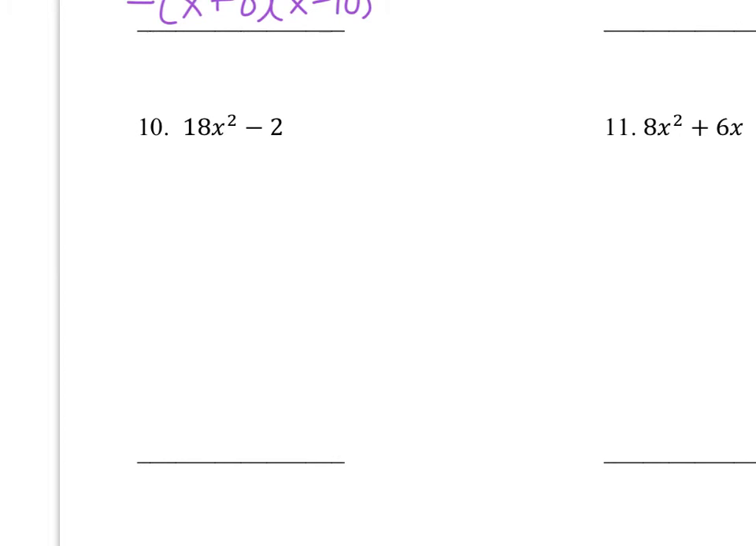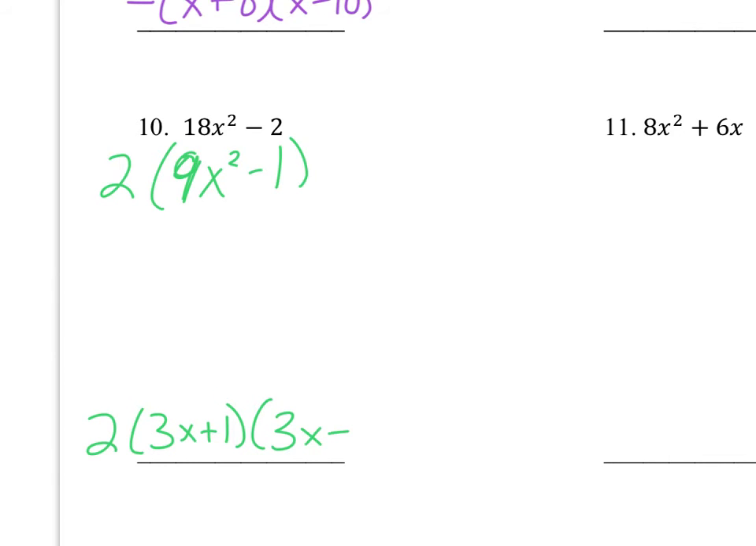Alright, number 10 might strike you as odd, just being that there's only 2 terms. One thing we can do, though, is we can take out a common factor of a 2. So if we do that, we take that 2 out, that leaves us with 9x squared minus 1. Now hopefully you didn't jump the gun and think we were done yet, because we kind of landed in a difference of 2 squares. So that 9x squared minus 1 does factor as 3x plus 1 times 3x minus 1. So it does work out as we see there for that one.